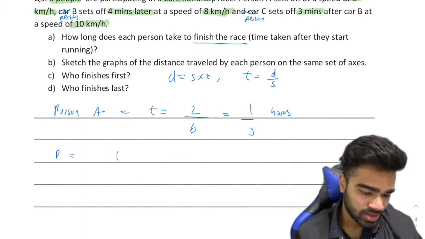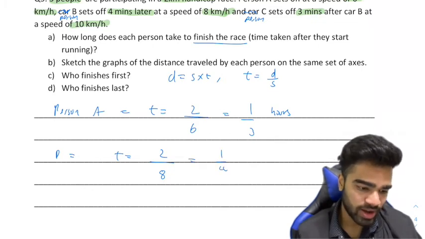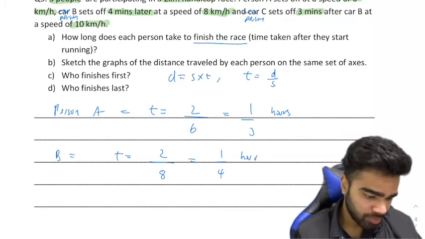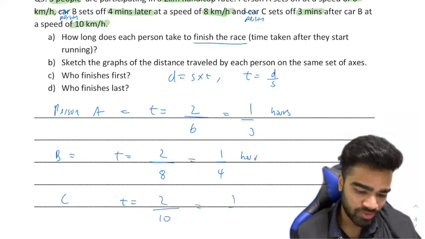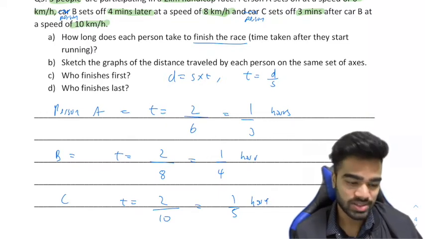Person B, it's the same thing. It's a 2 kilometer race, but person B's speed is 8. So he's going to take a quarter of an hour. Okay. Lastly, person C takes time, say 2 kilometer race over 10 kilometers per hour. So he takes 1/5 of an hour. Okay, this is how long each person takes as soon as they start the race.